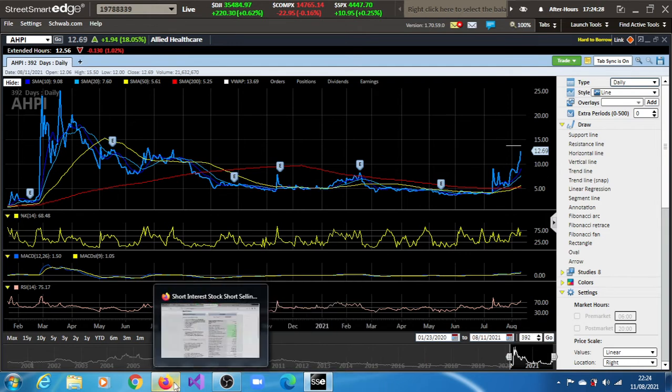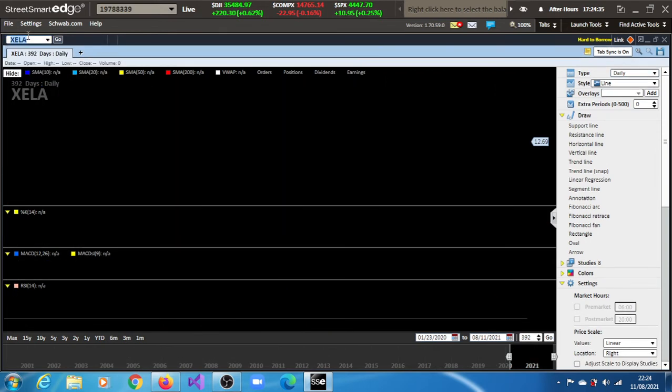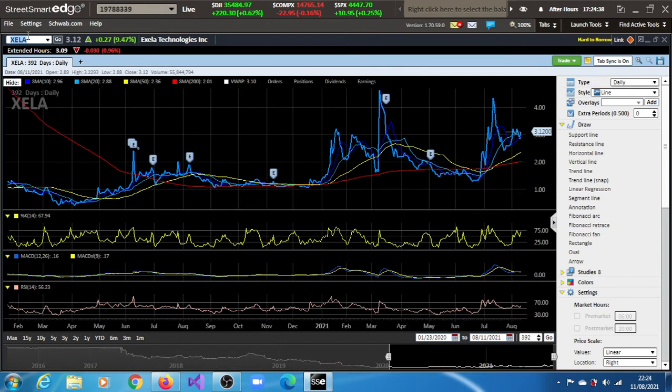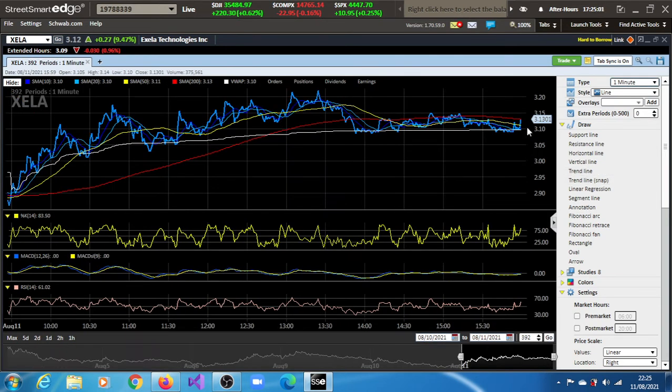So the next one will be XELA stock. XELA Technologies Inc. It's rallied by only a modest 9.47%. This is a daily model. It appears to be correcting within a longer term bullish trend, and the stock is currently 55% above its 200-day moving average. So this is the daily model. Let's look at the 1 minute model and see what happened there. This is the 1 minute model.